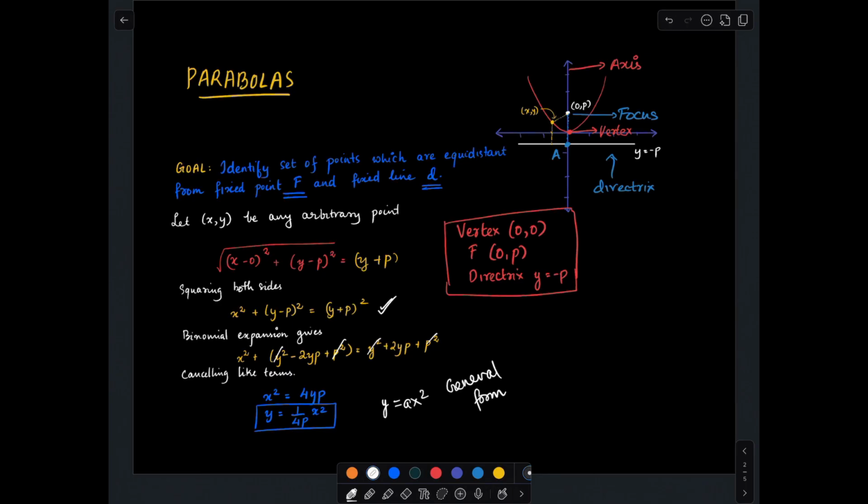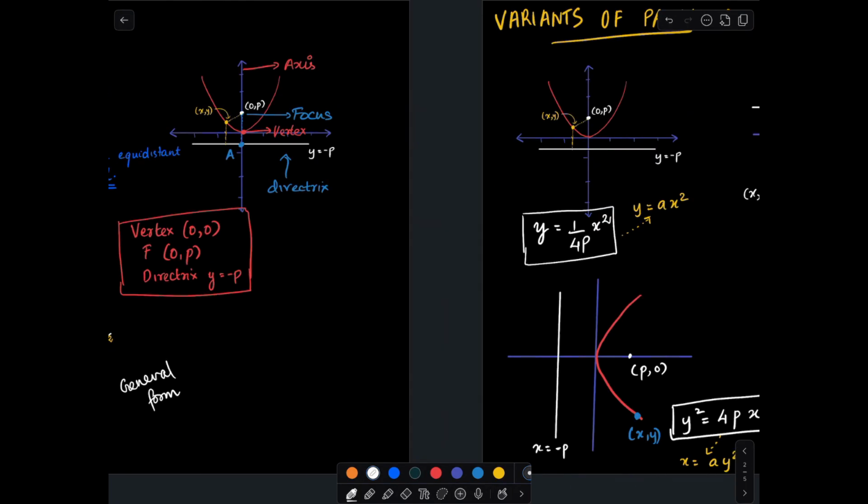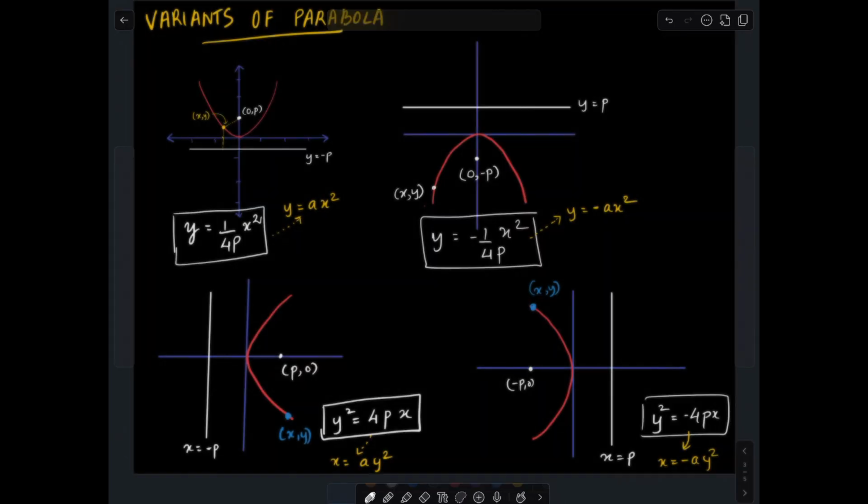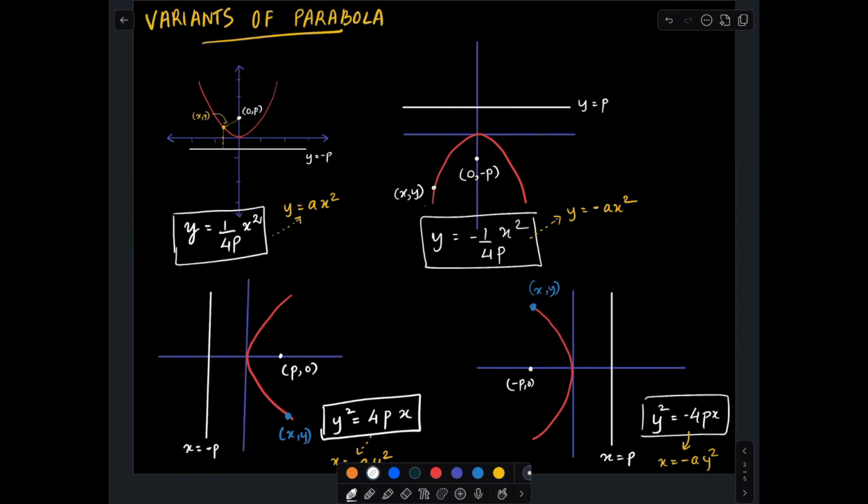Depending on the position of the focus and the directrix, the parabola's orientation can also change. So what I did was I used the exact same procedure that I described earlier to determine the algebraic equation for each one of these orientations. Now, if the parabola is of the form y equals a x squared, then it's a parabola that opens either upward or downward. But if it's of the form x equals b y squared, then it's a parabola that faces either to the left or to the right.